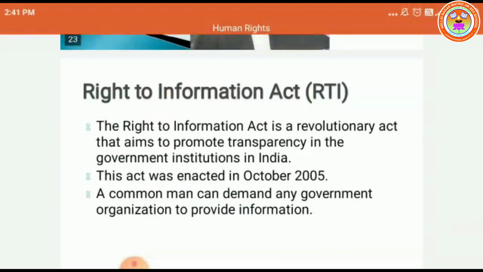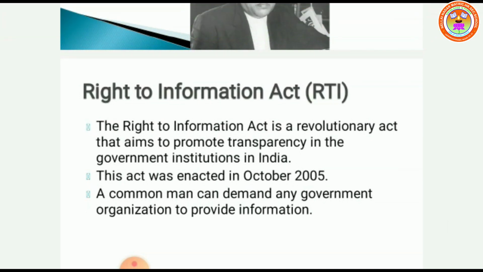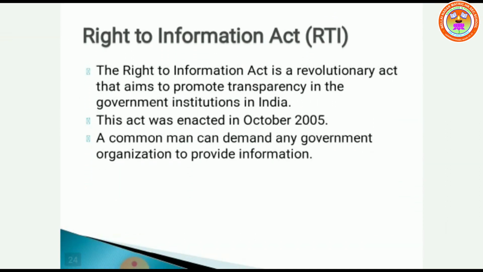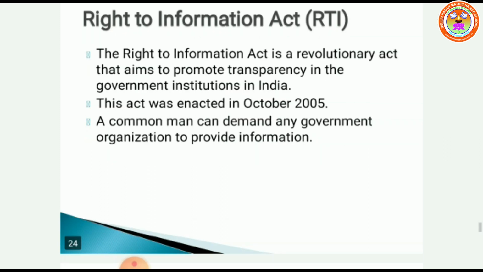Next one is the Right to Information Act. We have this act which was initially started in the year 2005. The Right to Information Act is a revolutionary act that aims to promote transparency in government institutions in India. If you want to know any information about any government official, you always have a right to claim it through the Right to Information Act. This act was enacted in October 2005. A common man can demand any government organization to provide information. This is a very important act, and it's really useful for the common man of India.